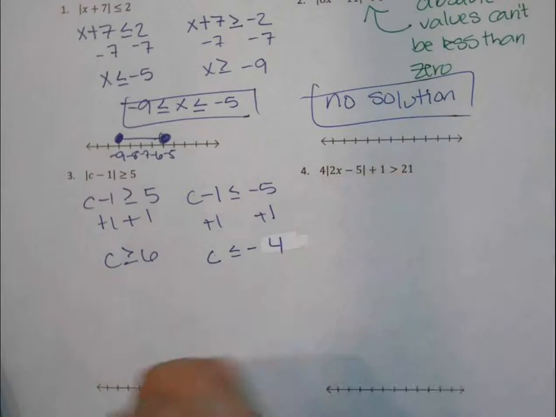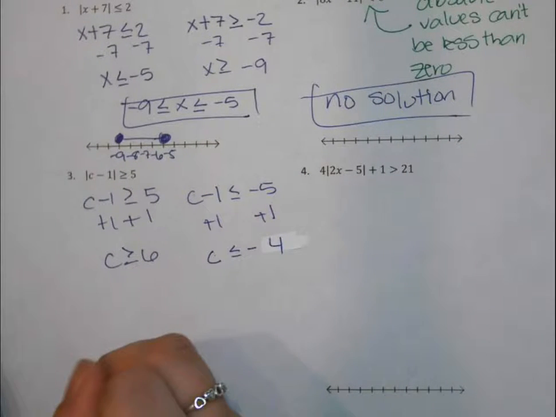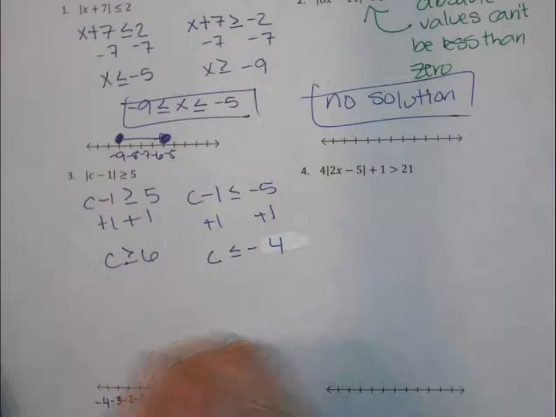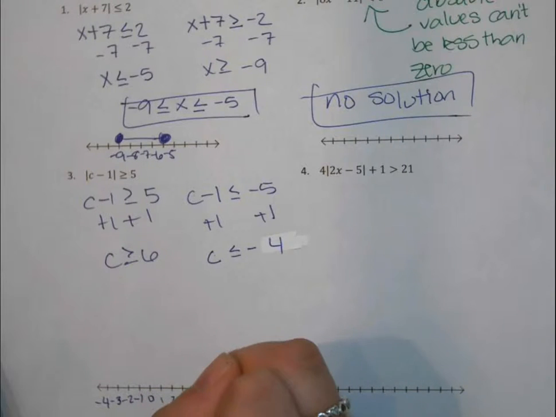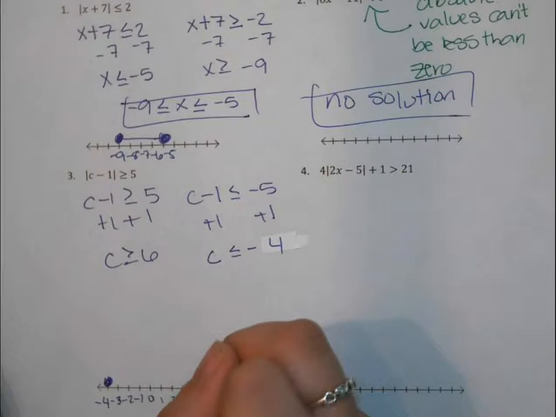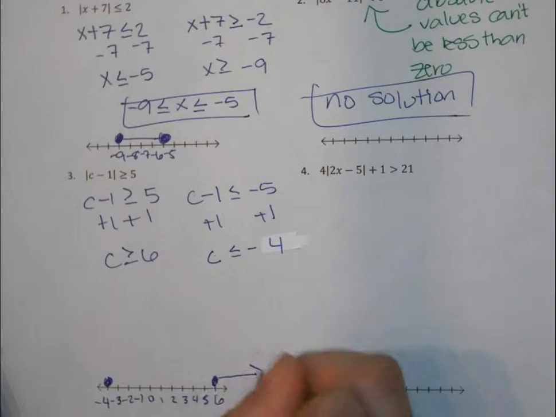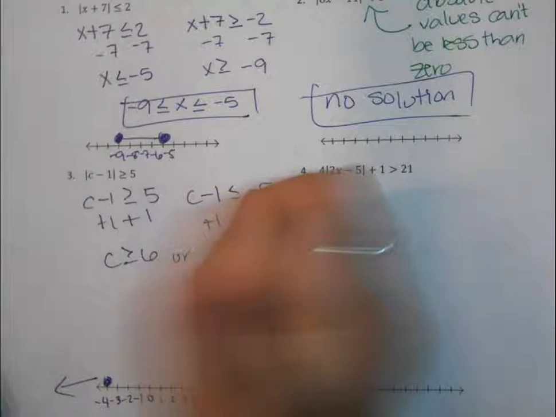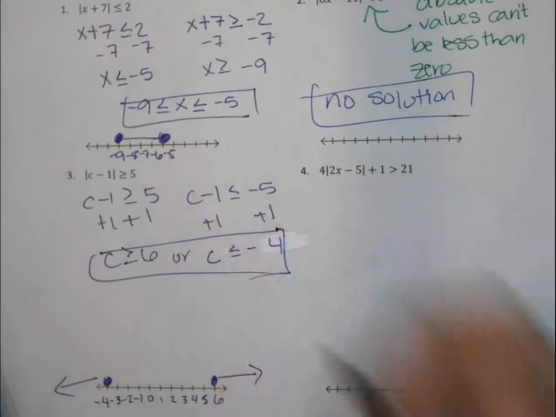Okay, I'm going to go ahead and graph these on here. They both get solid circles. However, greater than positive 6, less than negative 4. So I'm going to just go ahead and write OR in between my 2 answers, and that's done.